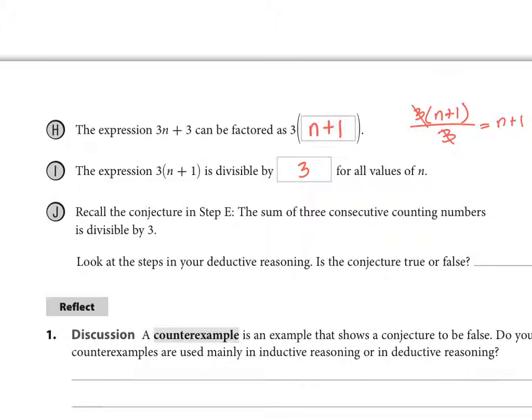And part J says, recall the conjecture: the sum of 3 consecutive counting numbers is divisible by 3. Look at the steps in your deductive reasoning. Is the conjecture true or false? And it is definitely true. So we're going to be looking at statements like these. Again, some of them might not be math statements, but include numbers. Some might include geometry, and some might just be in regular English.